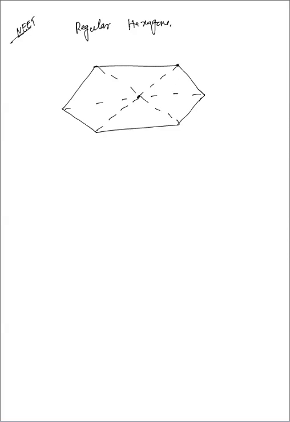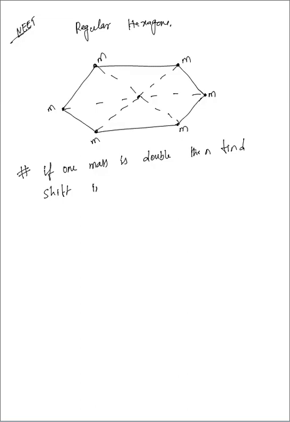Each corner, they placed mass m. Each side, they placed mass m here. What question they are asking means, question they are asking like this: if one mass is doubled, then find the shift in center of mass. And the second question they are asking like this.